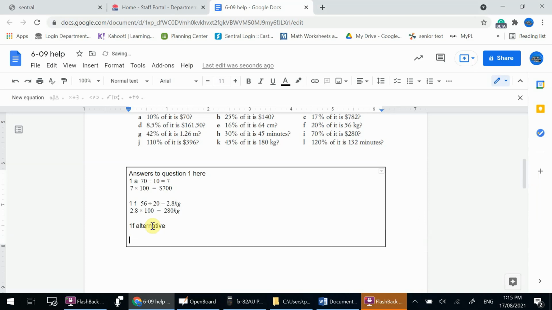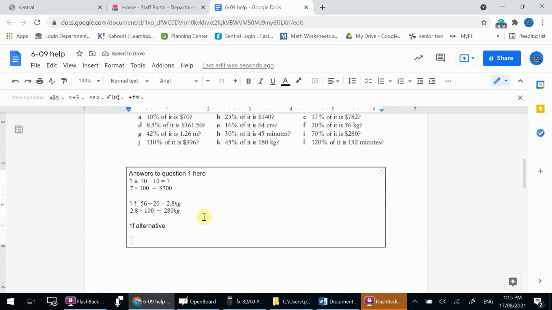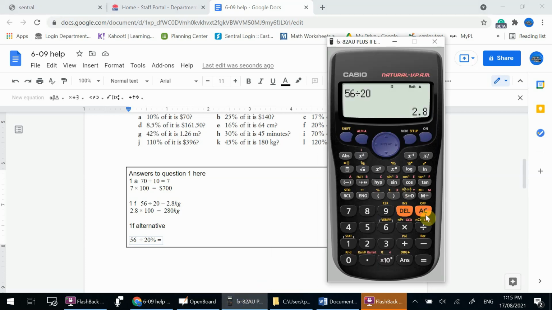So let's insert equation, and we're going to go the same deal. This time we're going to start with 56 like we did before, and we're going to divide still, but this time we're going to use a 20 still, but we're going to put the percent in. 56 divided by 20% equals, and if I've done this right, 56 divided by 20% is 280. So we've got it in one step.